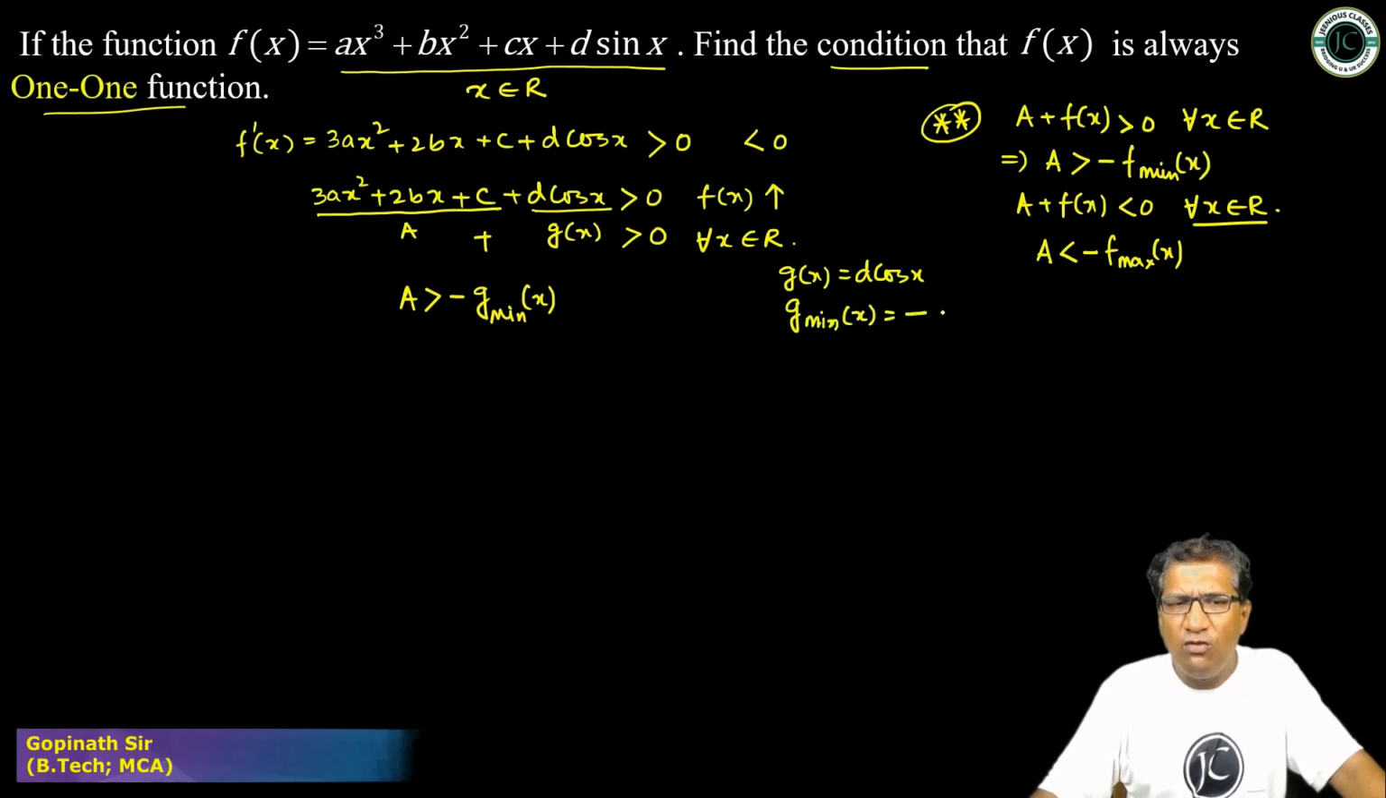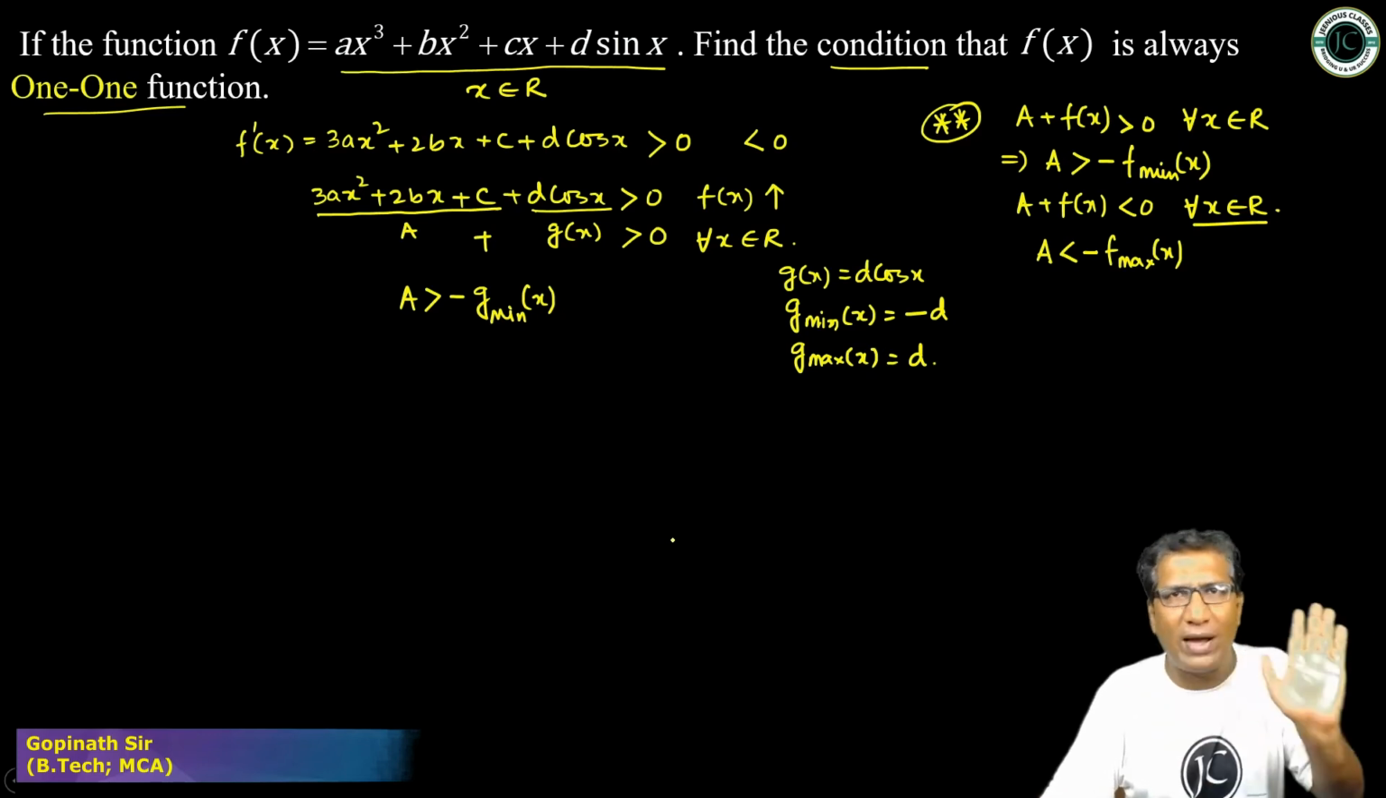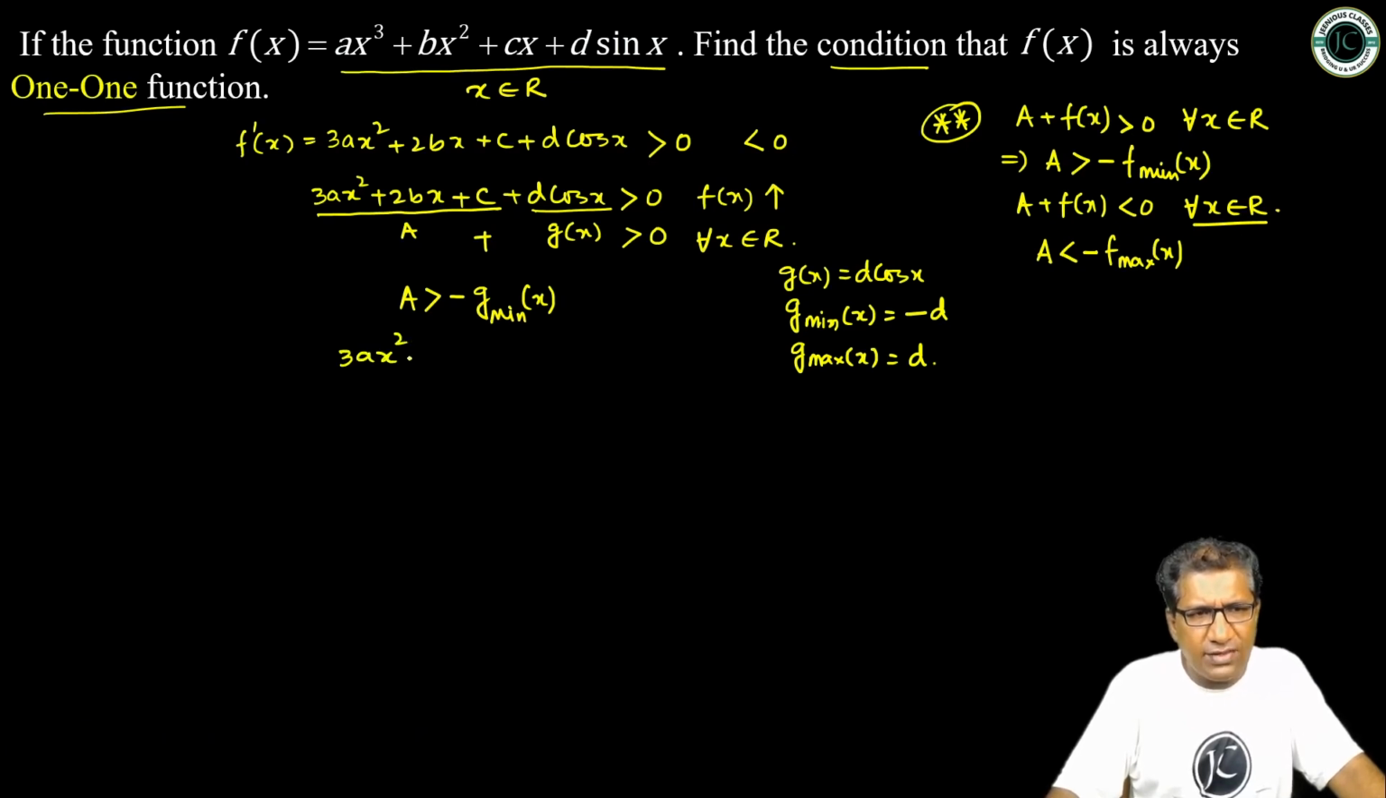The minimum value will be minus d. And what will be the maximum value of gx? It will be d. Okay? Because we all know that cos x lies between minus 1 and 1. So in this case, your a, which is 3ax squared plus 2bx plus c, this is greater than minus of g min x, which is nothing but your minus d. So it will be like this.